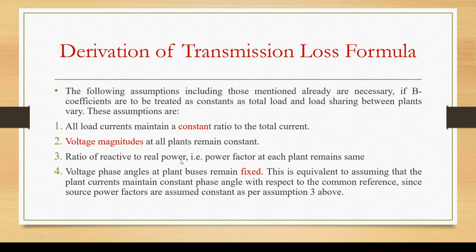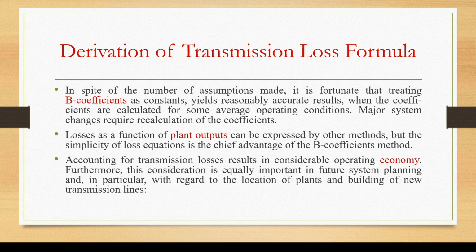Ratio of reactive to real power, that is power factor at each plant, remains the same. And voltage phase angles at plant buses remain fixed. This is equivalent to assuming that plant currents maintain constant phase angle with respect to a common reference, since source power factors are assumed constant as per assumption 3 above. So what we are saying in the fourth assumption is that voltage phase angles at plant buses will remain fixed.